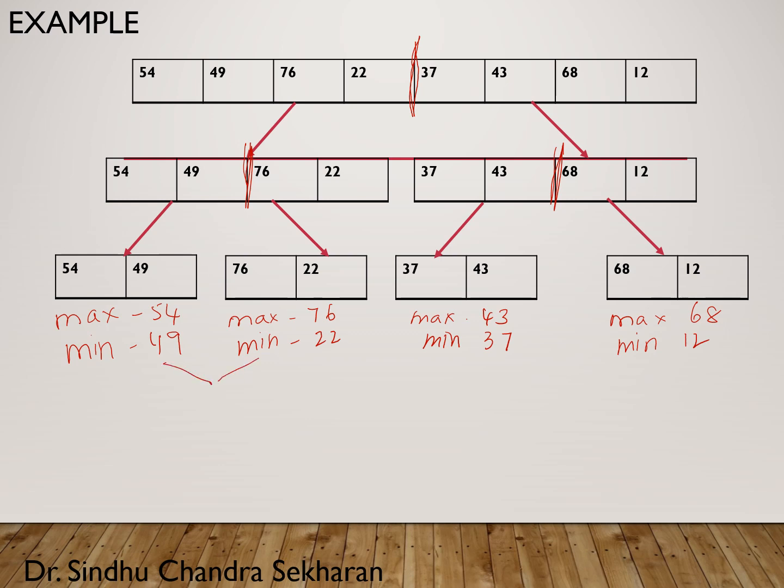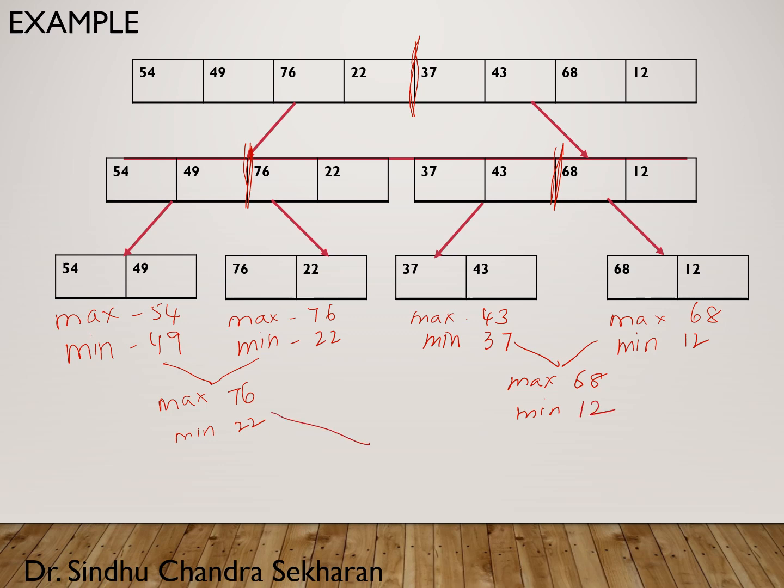So I combine the solution of this and this subarray. So my maximum value, comparing 54 and 76, is 76. And the min value, comparing 49 and 22, the minimum value is 22. Again here I am going to compare the solutions. So the maximum value, comparing 43 and 68, is 68. Comparing 37 and 12, the minimum value is 12.